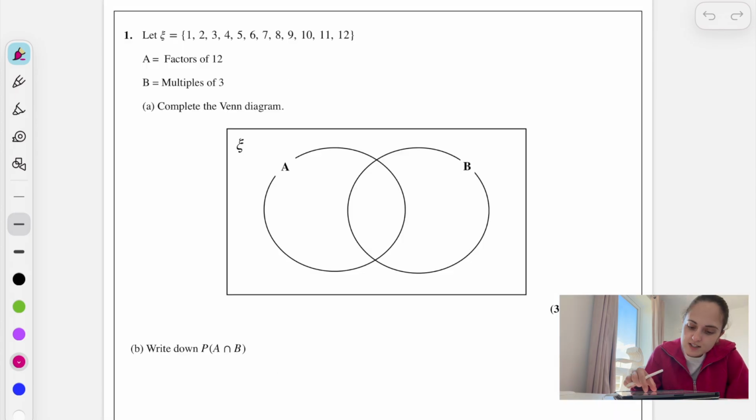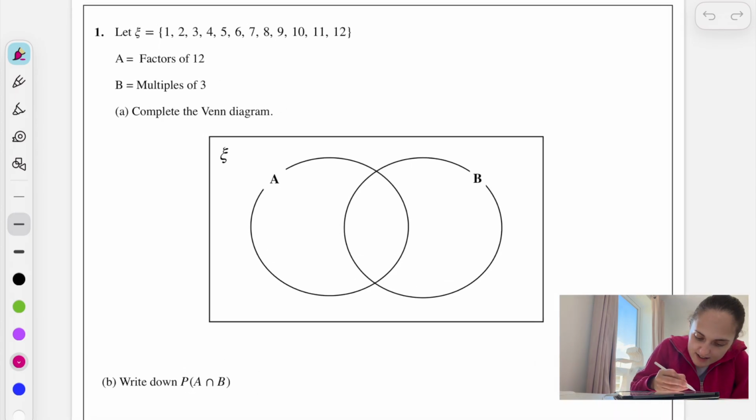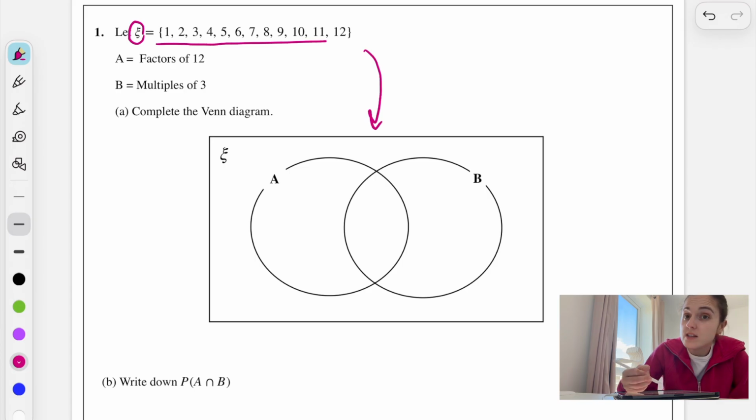So this first question says let, and it has this letter here. This is a Greek letter. It basically just means the universal set. So all of the elements in the universal set need to be represented somewhere in this Venn diagram. Within this universal set, we have the numbers 1 to 12. A are the factors of 12 and B are the multiples of 3. We need to complete the Venn diagram.